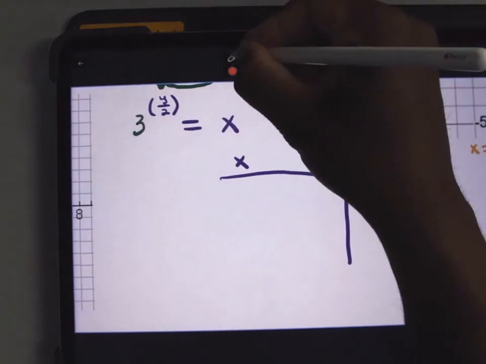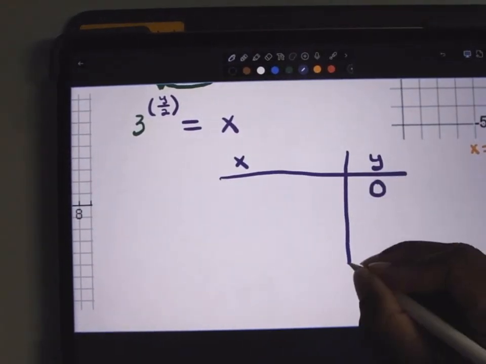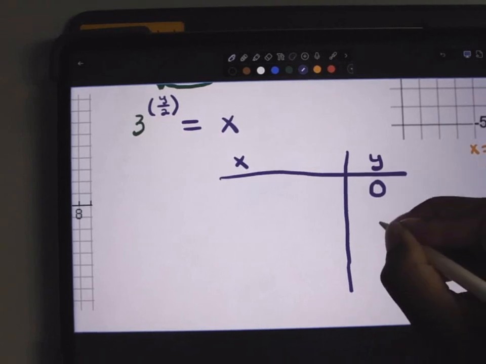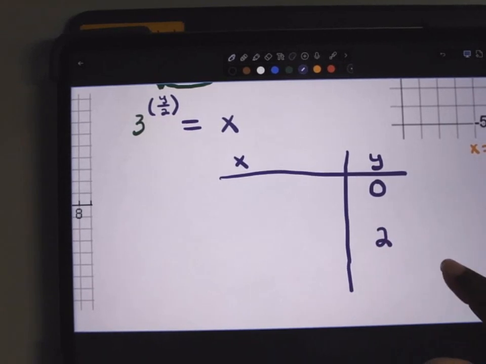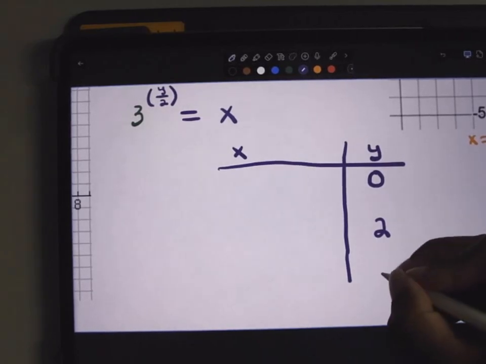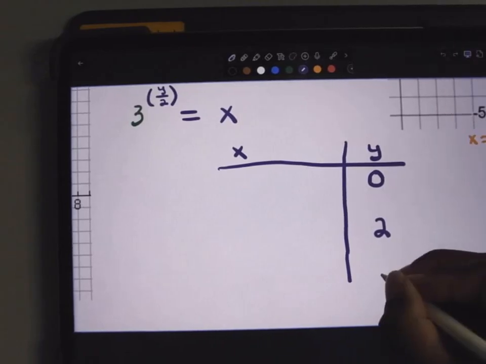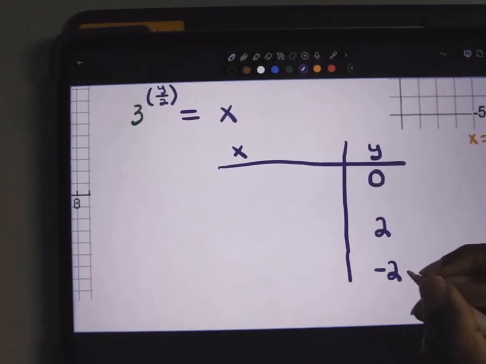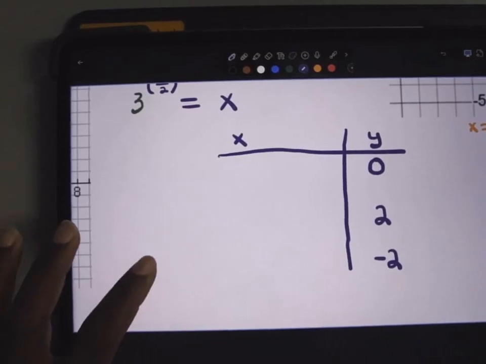I think we should put 0 in there, because at the top it will just come out to be 0. And then I'll say maybe 2, and then let's do 4. Actually, let's do -2. Because the 2's will cancel out, it'll make it negative, and we'll see what happens when we put negative values in there.